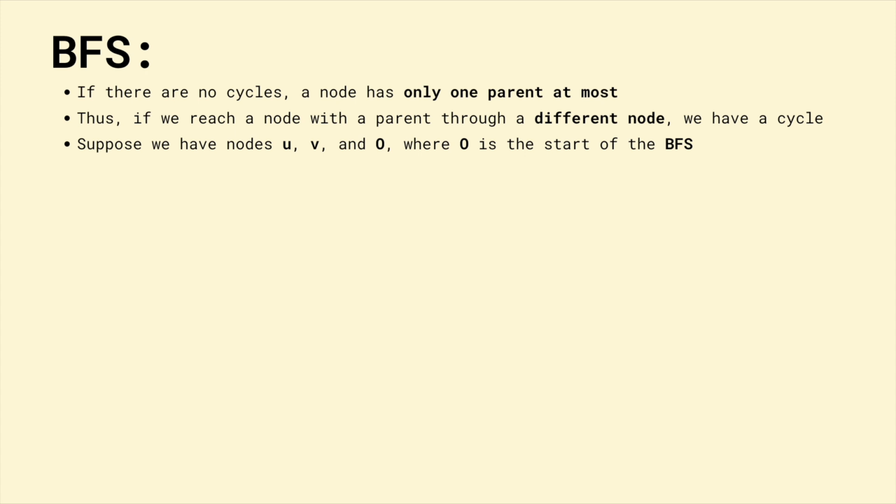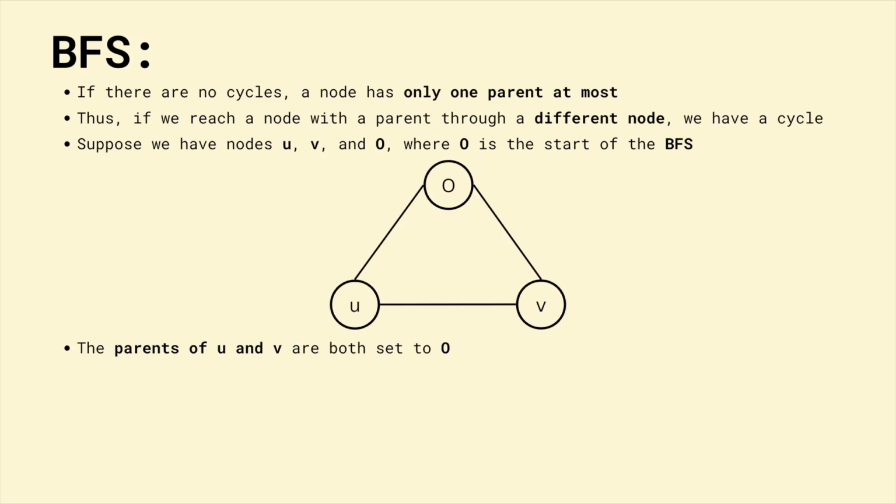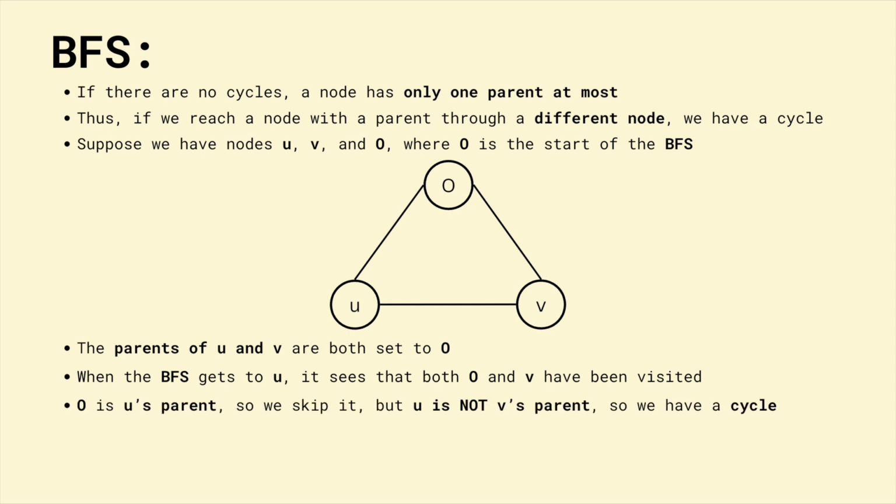Suppose we have 3 nodes, U, V, and O, where O is the starting node of the BFS. So the parents of U and V are set to O. However, when the BFS arrives at node U, it sees that both O and V have already been visited. O is U's parent, so we disregard that part to avoid one-edge cycles, but U is not V's parent, so we thus have a cycle.